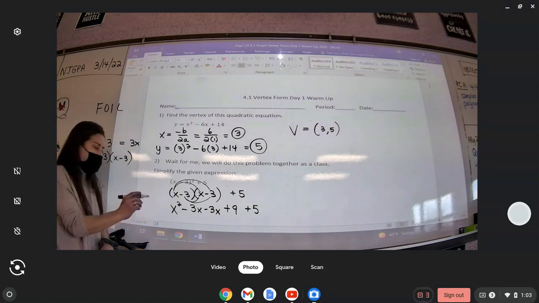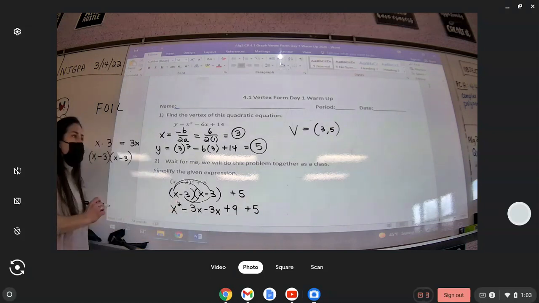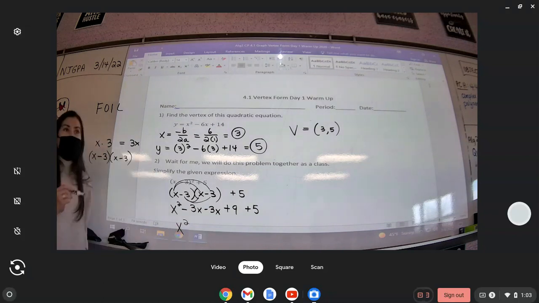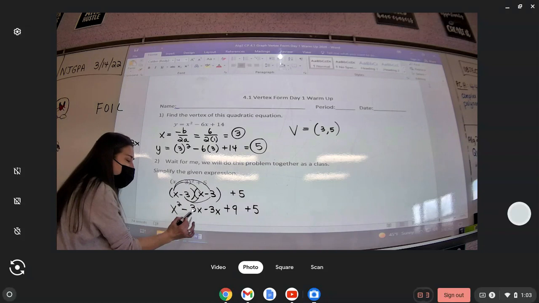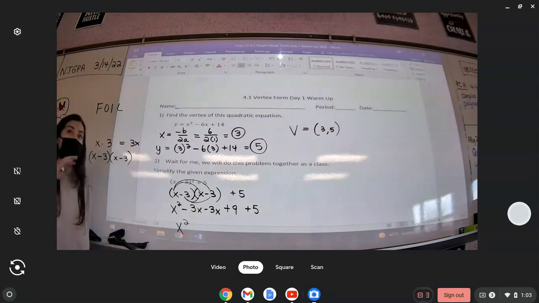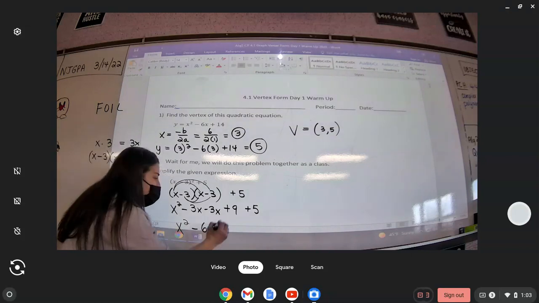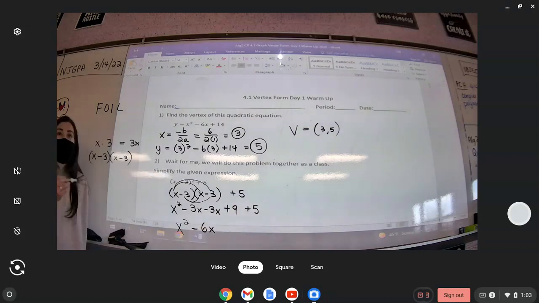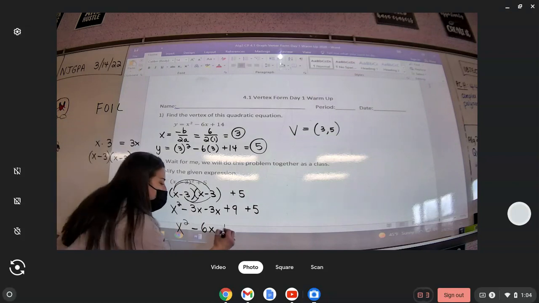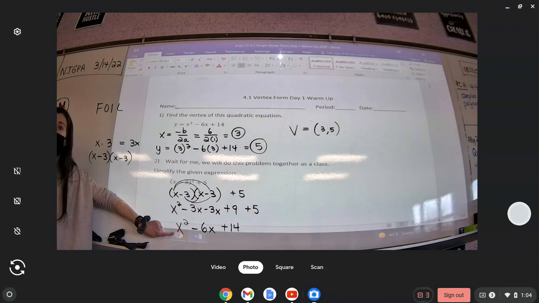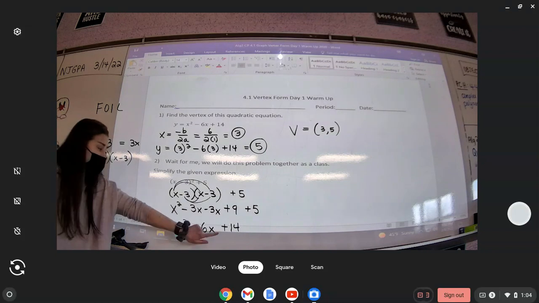All right, now all we gotta do is clean it up. Do we have any other x squareds to combine? No. So we have 1x squared. Then we have -3x's and -3 more. I know we know how to combine like terms. How many x's are in this problem? -6x's. And then we have 9 and 5 as our two numbers, and they make what number? 14. Okay. So now you have a quadratic expression that is in standard form.